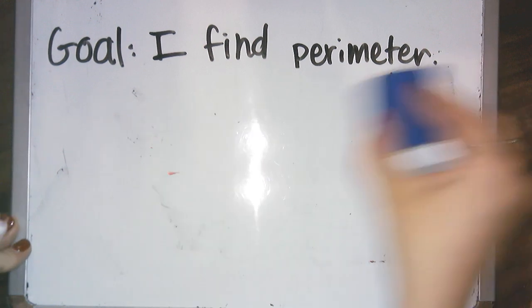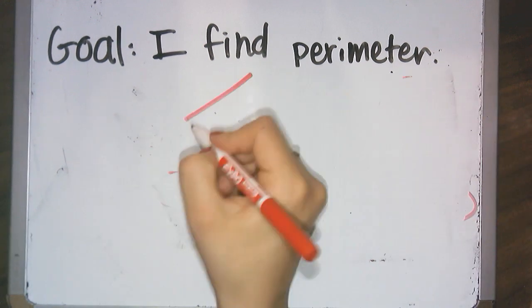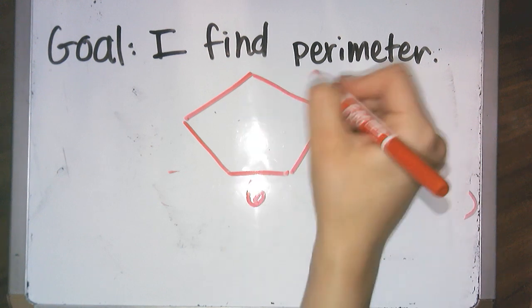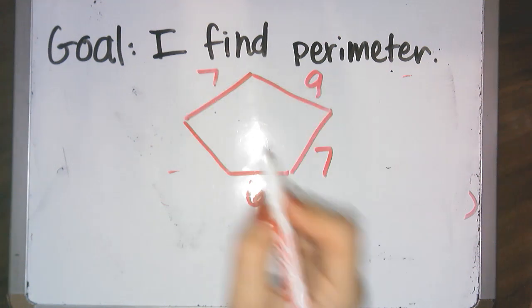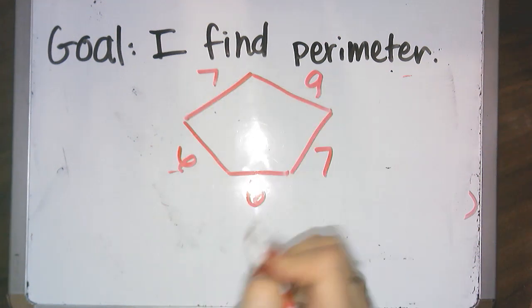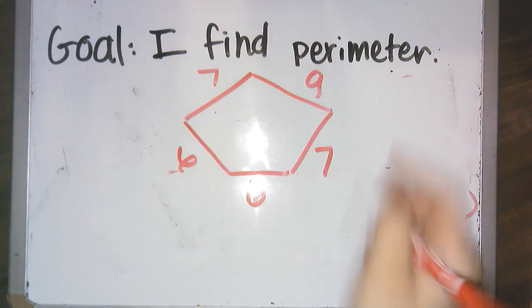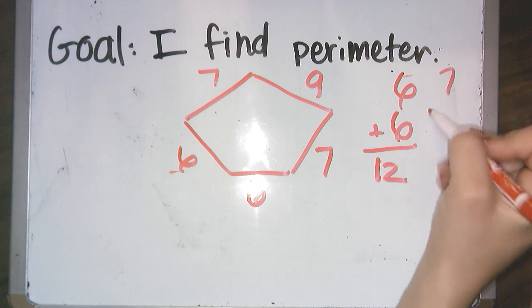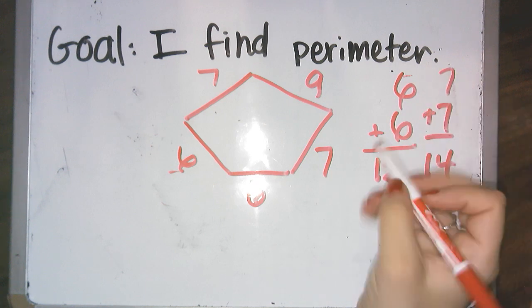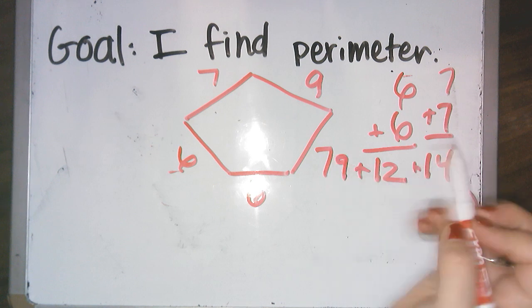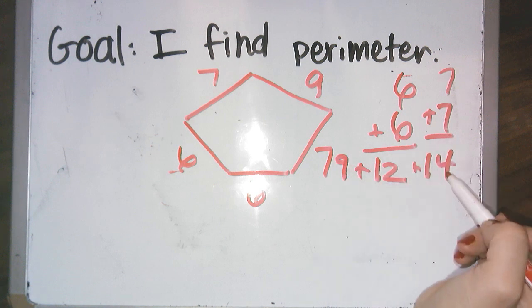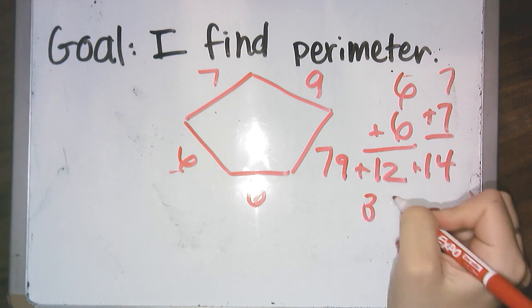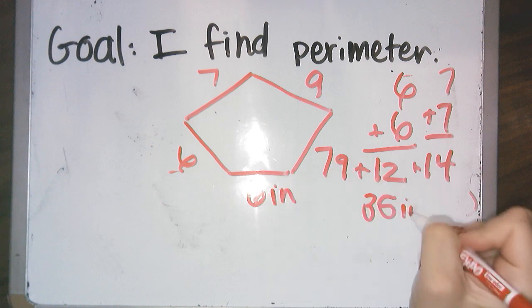You might have a pentagon. Pentagons have 5 sides. Might be 6, 7, 9, 7, 6. Okay, so again, to find a perimeter, we're just going to add up the sides. So we have 6 plus 6, which is 12. We have 7 plus 7, which is 14. And then we need to add 9 to that. So that's going to be 12 plus 14 is 26, plus 9 is 35. And we'll put inches as our units.